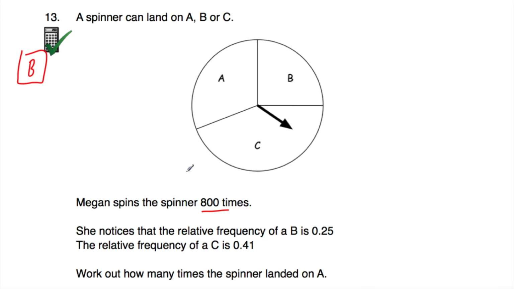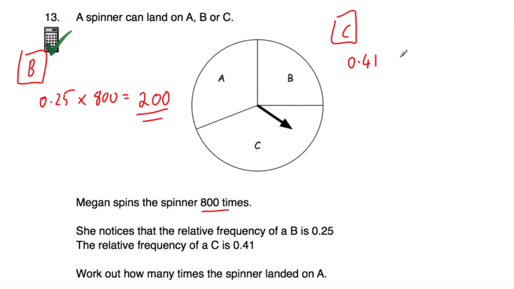So in terms of the B's, the relative frequency of a B is 0.25. And the spinner is spun 800 times. So if we multiply the relative frequency by the number of times the spinner is spun, that'll tell us how many B's Megan got. So 0.25 times 800 is equal to 200. So that means that it landed on B 200 times. In terms of the letter C, the relative frequency was 0.41, and we multiply that by the number of times the spinner was spun, which is 800, and when we do that we get an answer of 328. So that means the spinner landed on a C 328 times, just timesing the relative frequency by the number of trials.